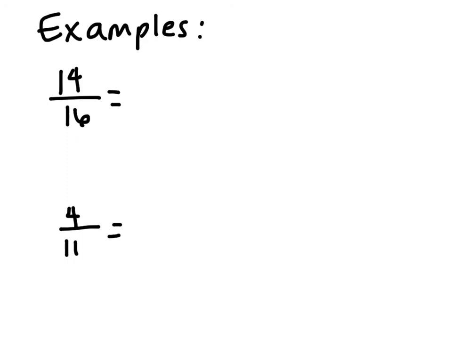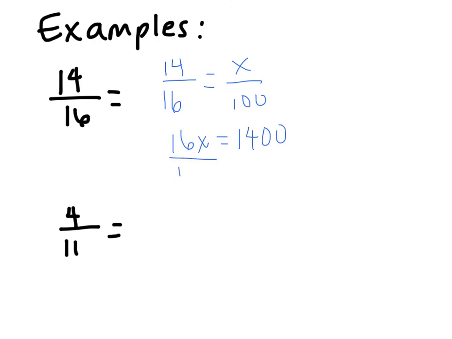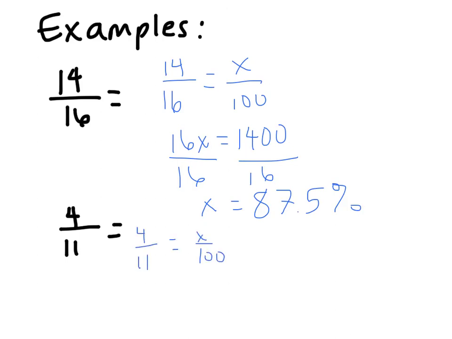So if we have 14 over 16, we would say 14/16 equals x over 100. And so we would say 16x equals 1400, divide both sides by 16, and x equals 87.5%.